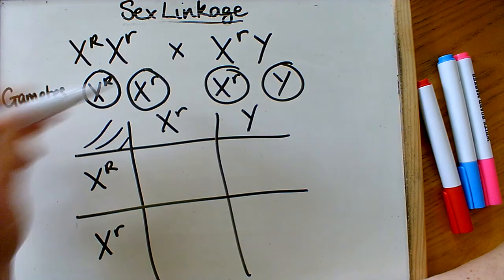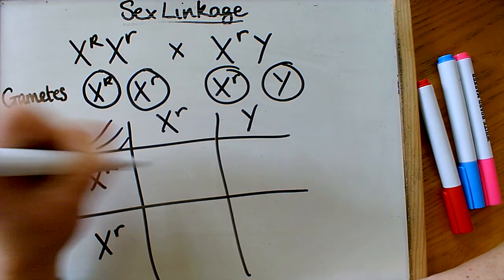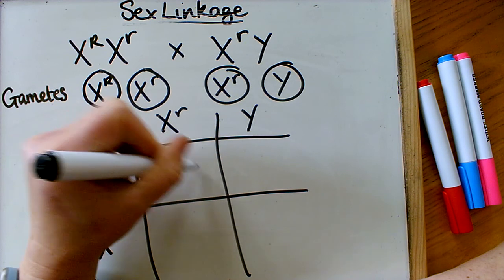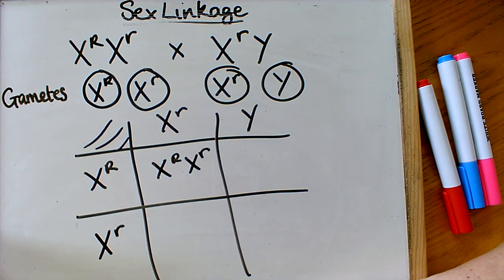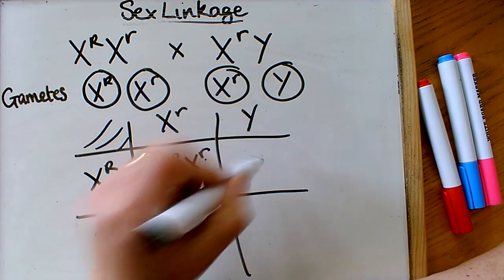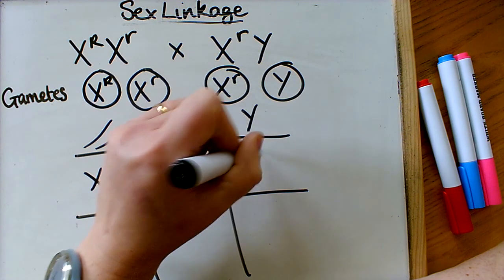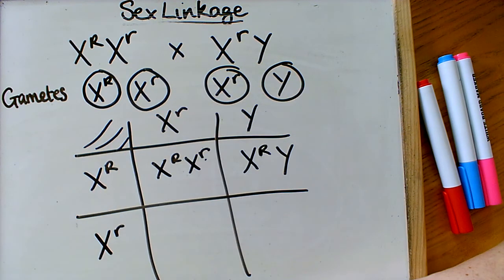So we can see I've put dad along the top here and mum down the side. So we could have X big R, X little r. Tell me about this person. They're female, first of all. Do they have red-green colour blindness? No. Are they a carrier? Yes, because of that. Then we've got X big R, Y.